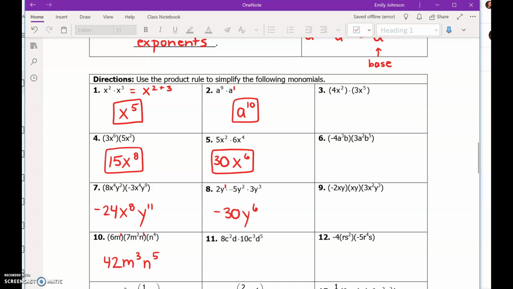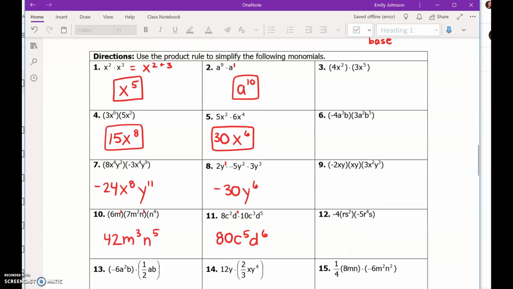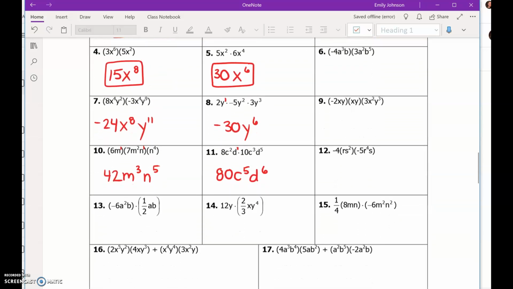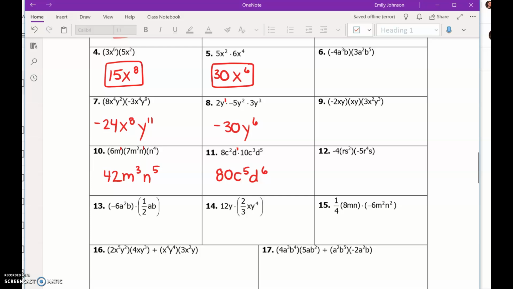Number 11, 8 times 10 would be 80. And you're adding exponents. 2 plus 3 would equal 5, and 1 plus 5 would equal d to the sixth. So I'm hoping this is seeming pretty simple right now. Let's continue on here to number 13 and 14.